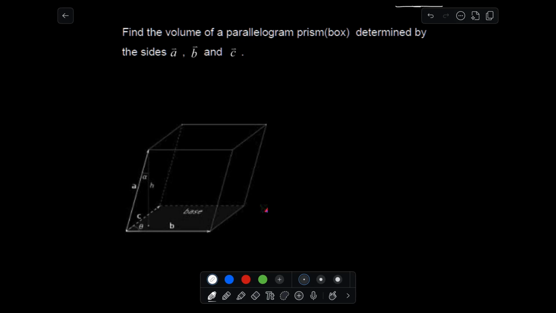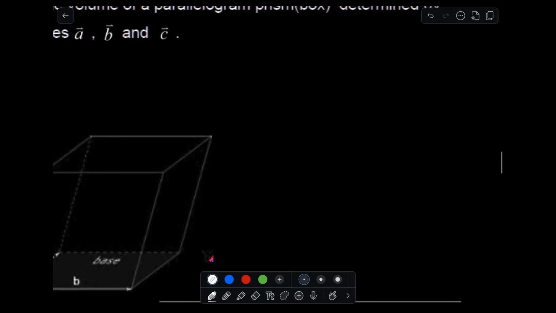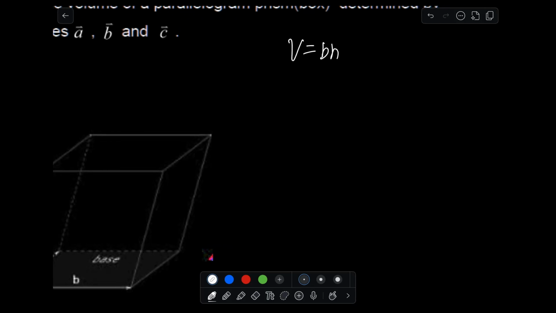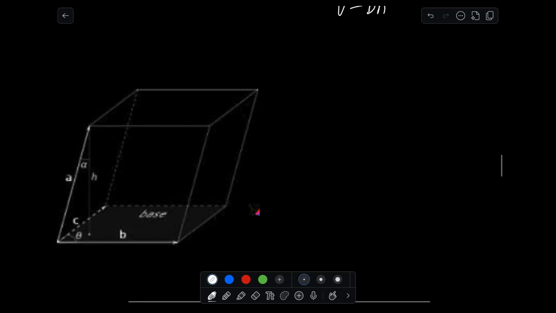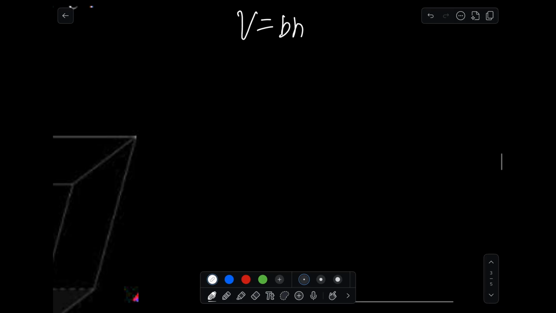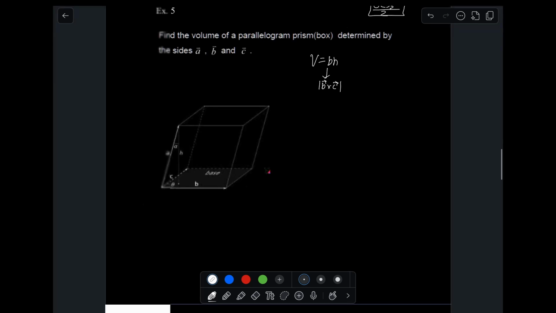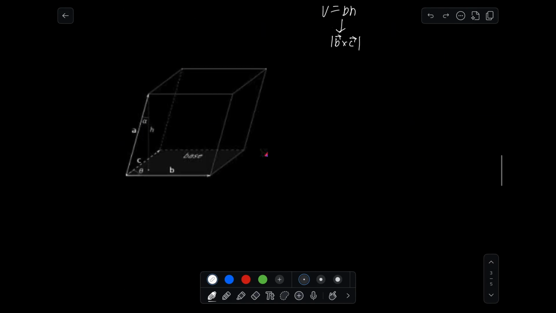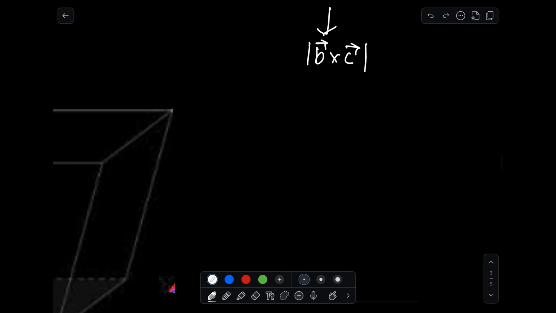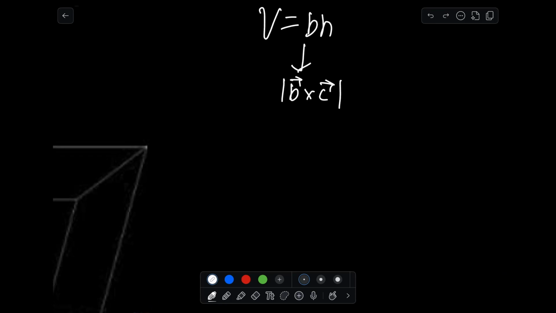So when looking at this, I always like to go back and refer to my handy idea that volume equals base times height, right? And we're already given the base. We see it's B and C, and we know that we can just say that the base is going to be the magnitude of the cross product of B and C, right? As we derived up here. Or we can just say it's going to be magnitude of B, magnitude of C sine theta. But we can just leave it like that, right? It doesn't matter that much.